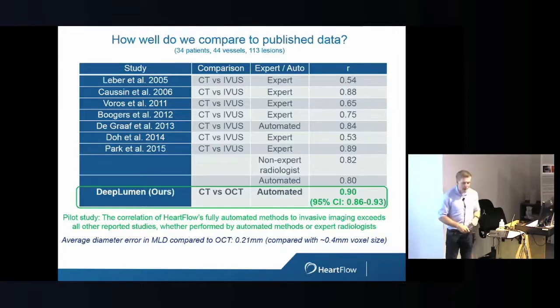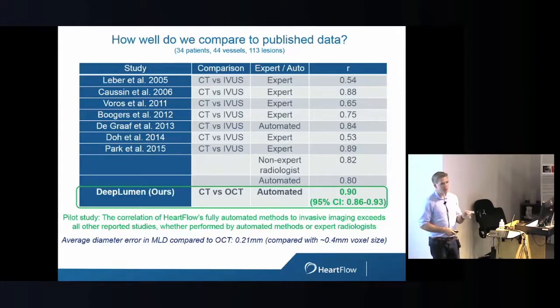In terms of absolute error, the minimum lumen diameter of the CT compared to OCT had an average absolute error of 0.21 millimeters, which is pretty amazing when you think about the fact that one CT voxel is on the order of about 0.4 millimeters. So in other words, our average absolute error is about half a voxel from CT to OCT.